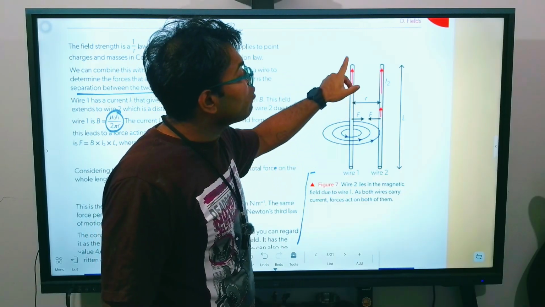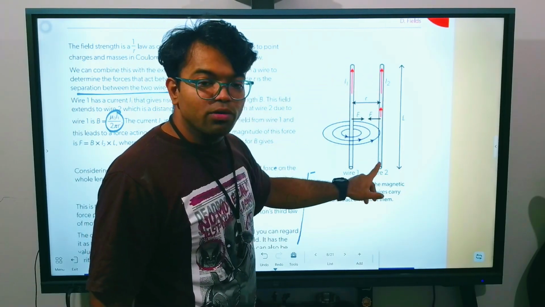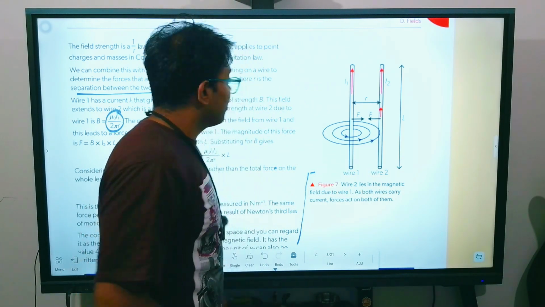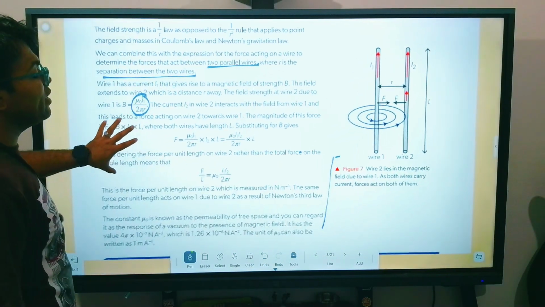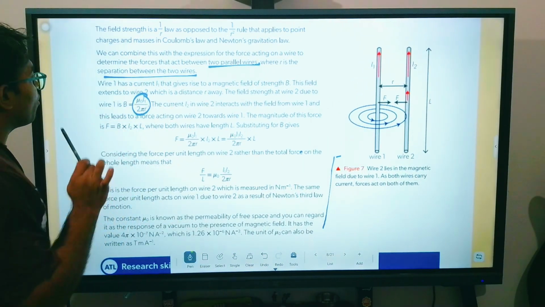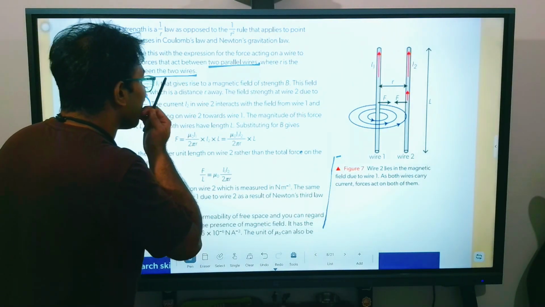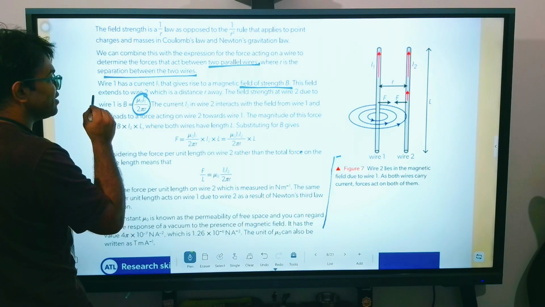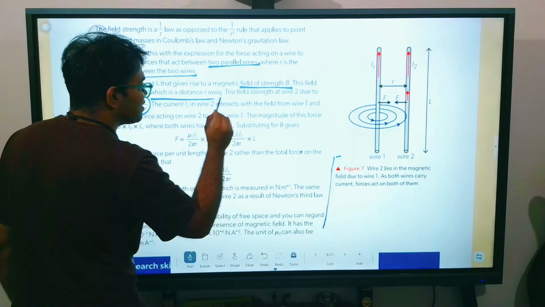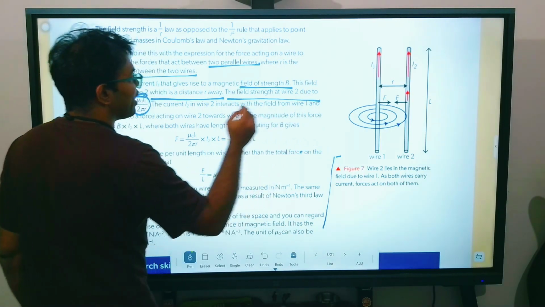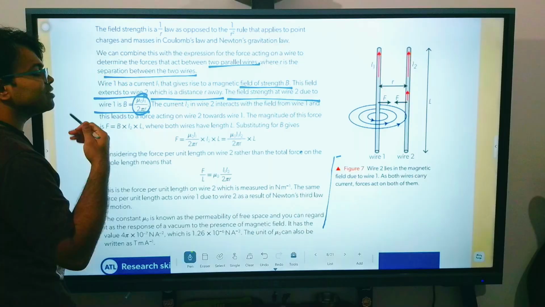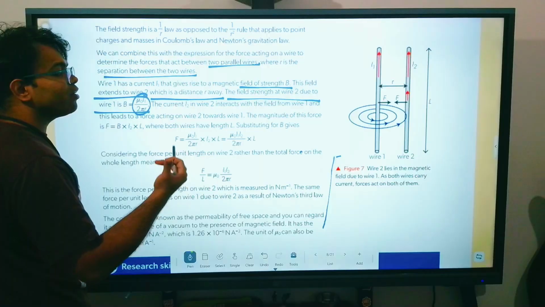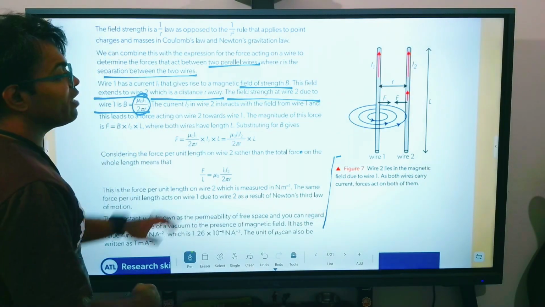Similarly, force on wire 1 due to wire 2 will be mu naught I2 upon 2 pi r. Okay, so what is happening here? Both of them you understood now? Wire 1 has a current I1 that gives rise to the magnetic field B. This field extends to wire 2, which is at a distance r away. The field strength at wire 2 due to wire 1 is mu naught I1 upon 2 pi r. The current I2 in wire 2 interacts with this magnetic field.